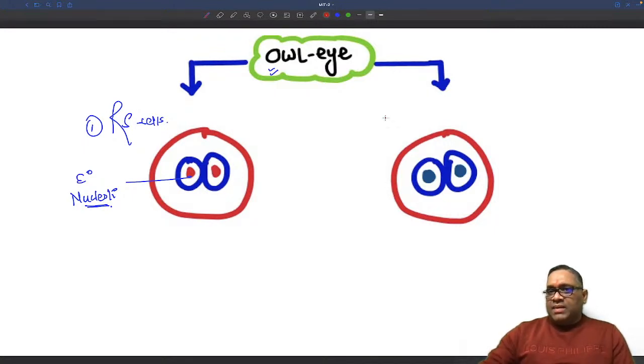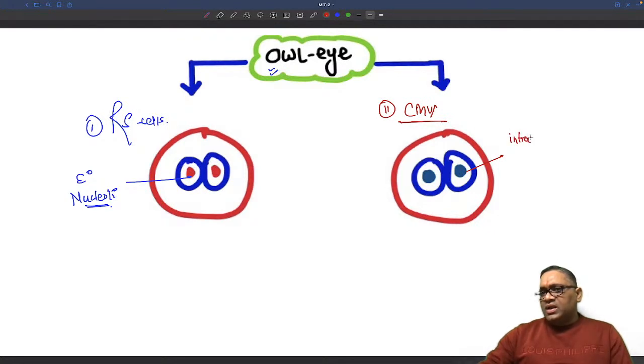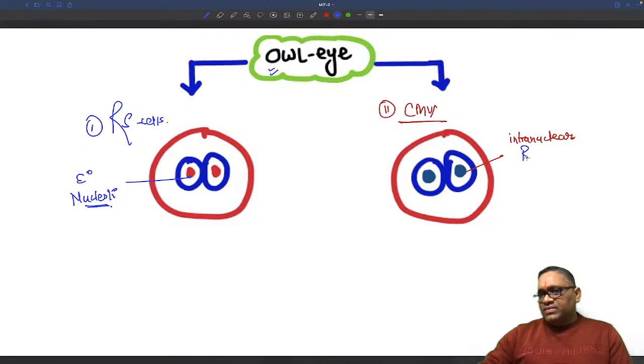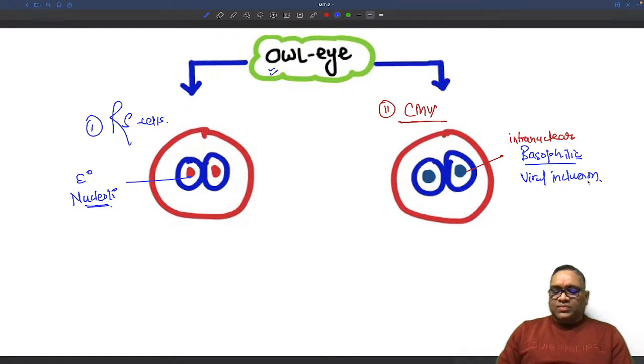The second example of owl eye appearance can be cytomegalovirus. In cytomegalovirus, you are going to see intranuclear viral inclusion. And how is this viral inclusion? Is it eosinophilic or basophilic? It will be basophilic. Intranuclear basophilic viral inclusions give the owl eye appearance. That is how you are going to identify it, right?